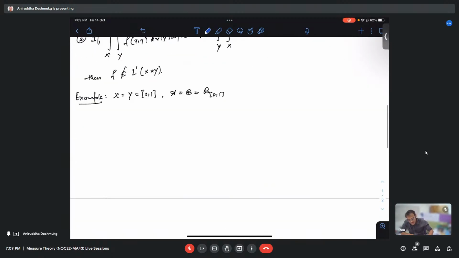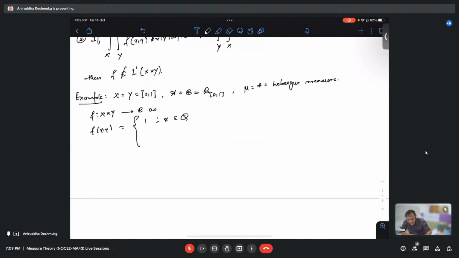Okay, now let us go back to our example. Here both my spaces are [0, 1], both the sigma algebras are the Borel sigma algebra of [0, 1], and both the measures are the Lebesgue measure. I wish to define my function f from X × Y to R as follows. f(x, y) is 1 whenever x is a rational number, and it is 2y whenever y is not a rational number and x is not a rational number.